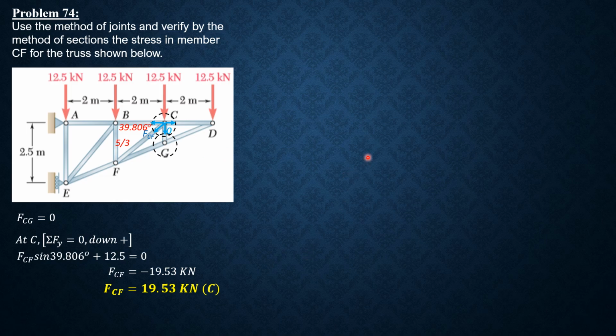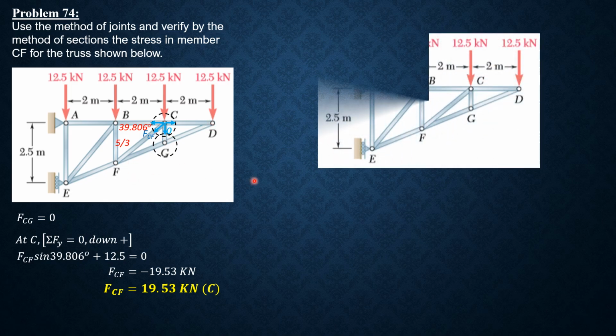Now, by the method of sections, we section this portion here, and there are three members cut by that section. The two meet at D, so we plan to sum up moments about D so that we can directly compute FCF.